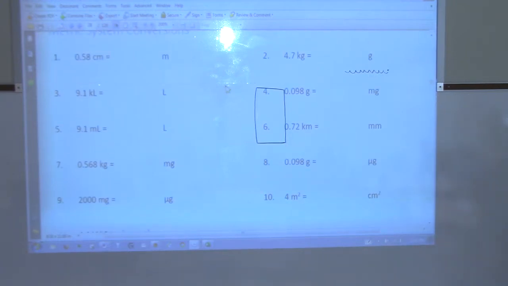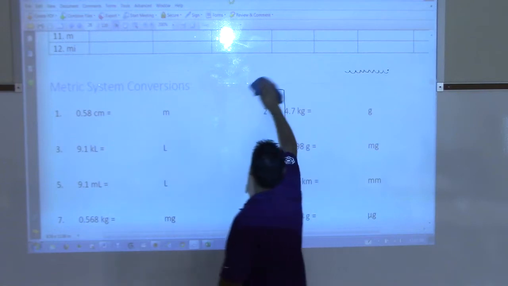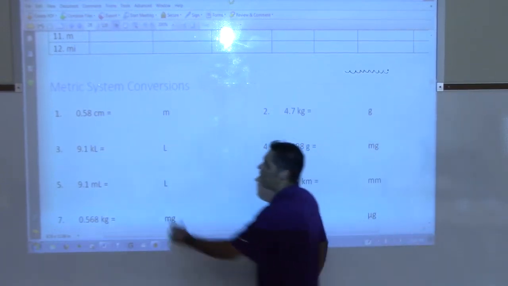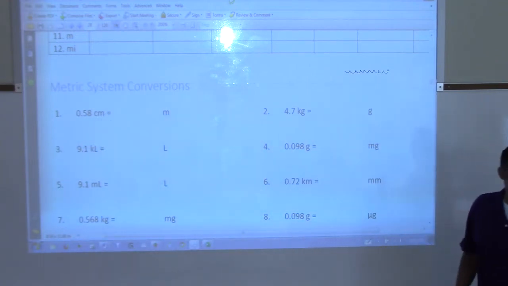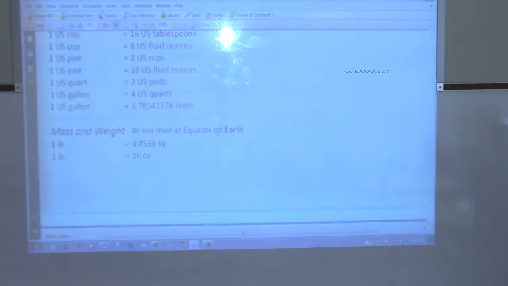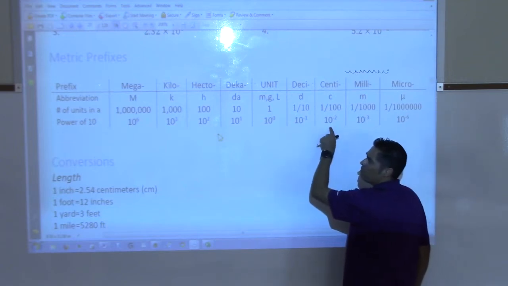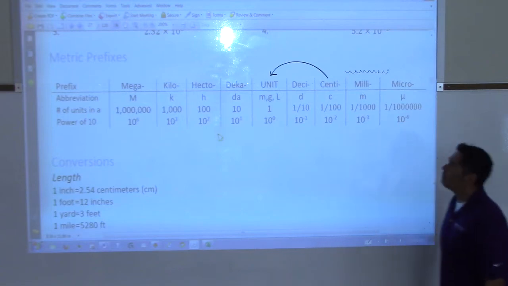All right, so let's just do this. I'll bring these down so I can work with them here. These metric conversions are the easiest conversions to do. I hope you will agree with that. If I want to take 0.58 centimeters and convert it to meters, how do I do that? Yeah, you can go back up to this table, and you're going from centimeters back to what? Meters? So I want to go from here to here, right?